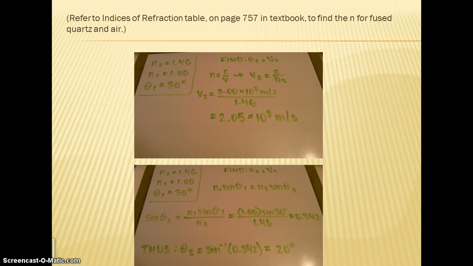Now to find the angle. We can use Snell's law, and we have that sine theta 2 equals N1 sine theta 1 over N2. When we plug in our values, we get 1 times sine 30 over 1.46, which gives us 0.342. So our theta 2 is equal to sine inverse of 0.342, which gives us 20 degrees.